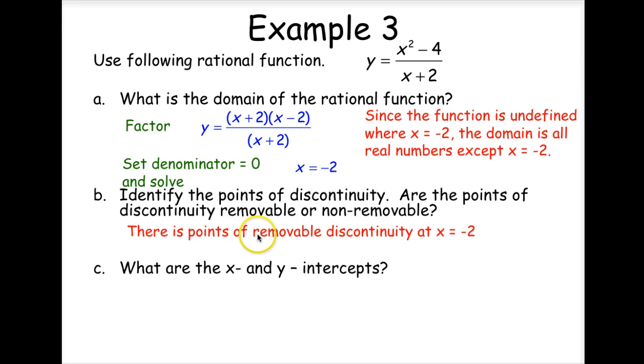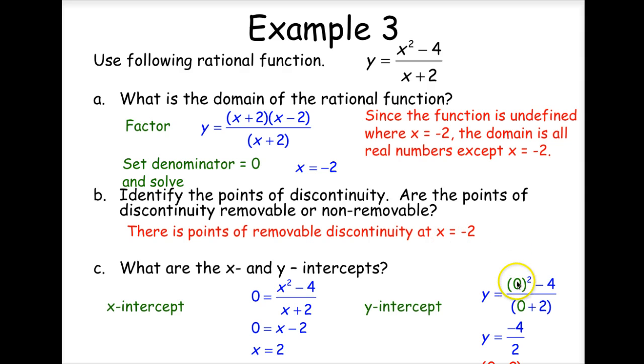There is a point of removable discontinuity at x equals negative 2 because both of these are factors of the numerator and the denominator, so it's removable at x equals negative 2. To find the x-intercept, we're going to set the part of the numerator that's not also a factor of the denominator, just this x minus 2, equal to 0 and solve. So the x-intercept is at (2, 0).